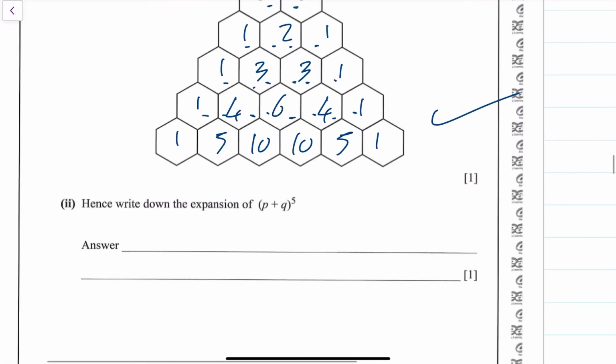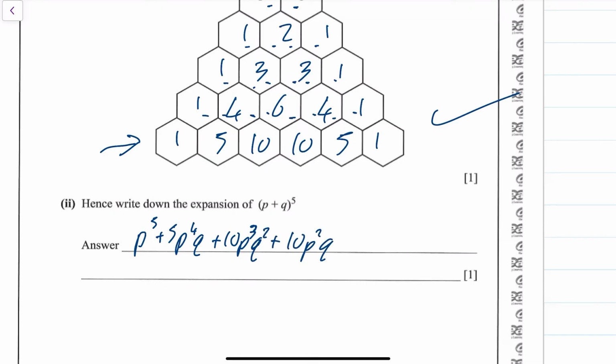Write down the expansion of p plus q to the power of 5. So we're using this. p plus q to the power of 5 is, the first term is p to the power of 5 plus 5 p to the power of 4 q plus 10 p cubed q squared plus 10 p squared q cubed plus 5 p q to the 4 plus q to the 5. There we go. That seems harsh. That's a fair bit of working to do for only 1 mark, but there we go. So there's my formula. I imagine we're going to use this again in the next part.